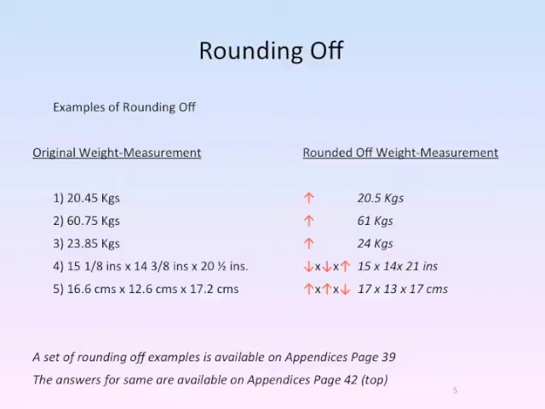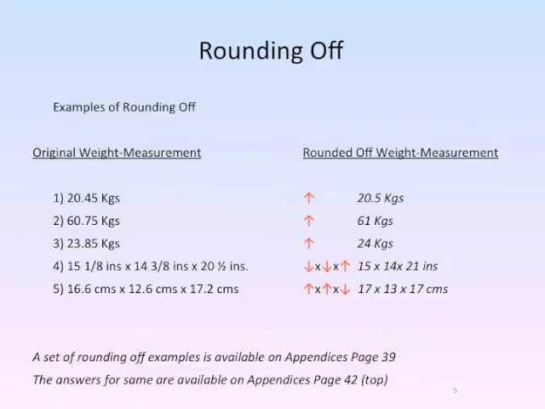Rounding off. Now we're going to look at some examples of rounding off, and we'll have a look here now at the original weight measurement. Now 20.45 kilos is rounded up to 20.5 kilos, up to the next half kilo. 60.75 kilos is rounded up to 61 kilos. 23.85 kilos is rounded up to 24 kilos.